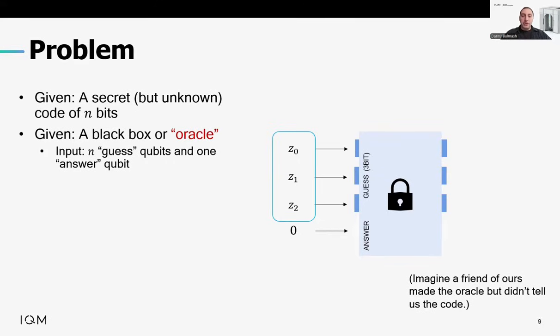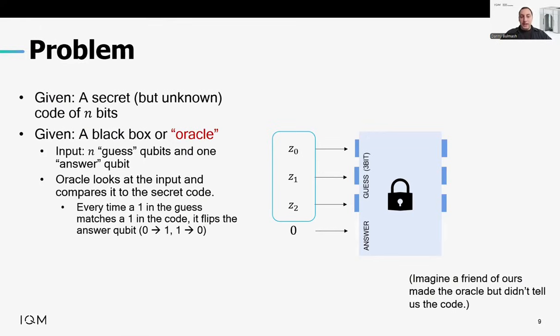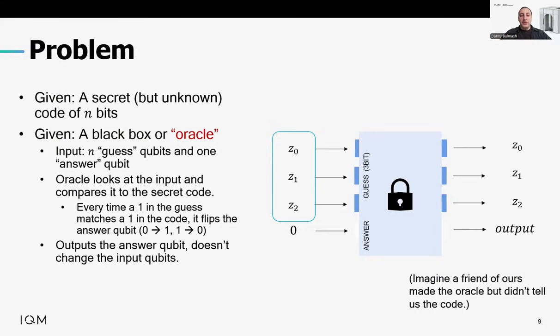Now, what does the black box do? It looks at the input, and it compares it to the secret code. Every time that a 1 in the guess matches a 1 in the code, it flips the answer qubit. And then it outputs the answer qubit, and it doesn't change the input qubits. Okay, so we'll see an example of this in just a second.